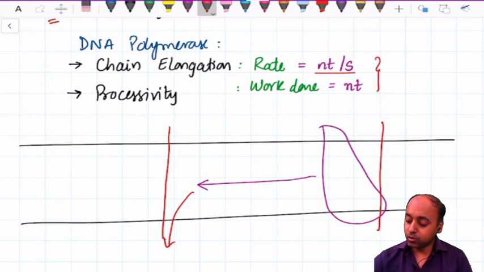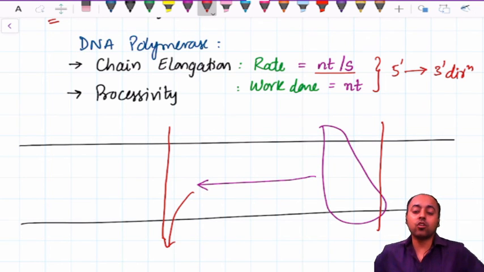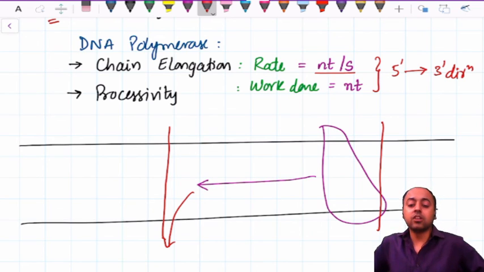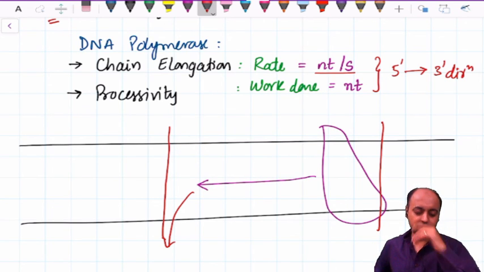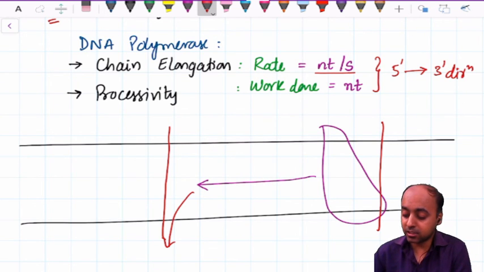Please note both the activity must occur in 5 dash to 3 dash direction. We already said the nucleotide is always added at the 3 dash end, so the chain elongation always occurs in the 5 dash to 3 dash direction. So we have the chain elongation and processivity, both are oriented in 5 dash to 3 dash direction. One is the rate and the second is the work done.